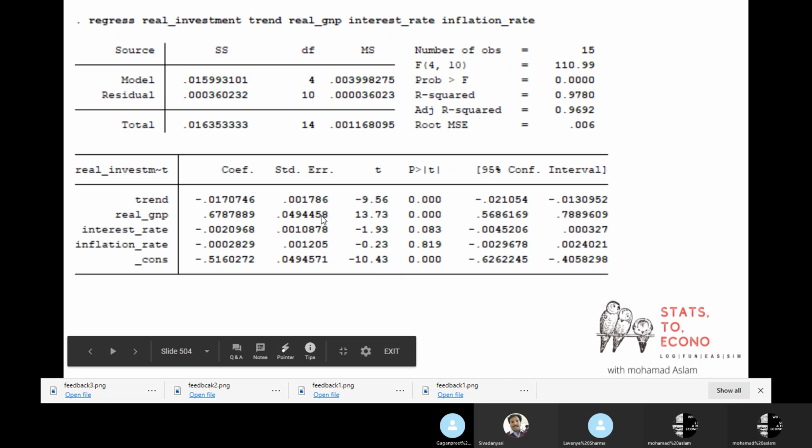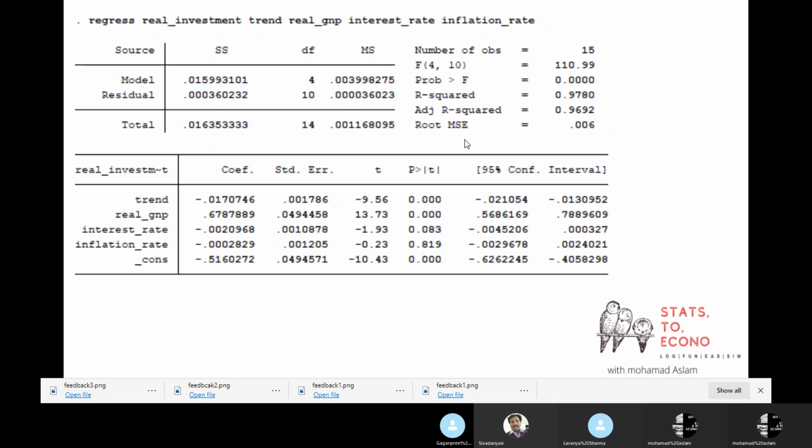After the minimum variance property, I'll jump to the overall significance of the model and goodness of fit, R squared, that we will do tomorrow. R squared and overall significance of the model, these two important parts of the regression model.